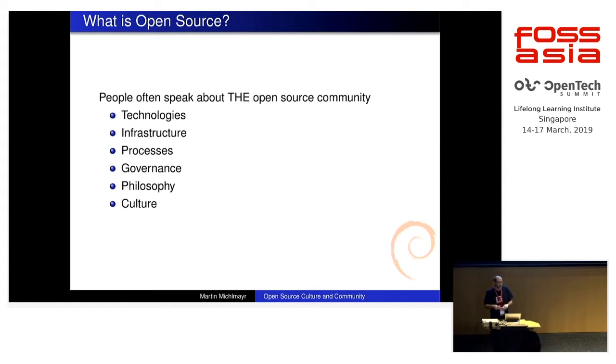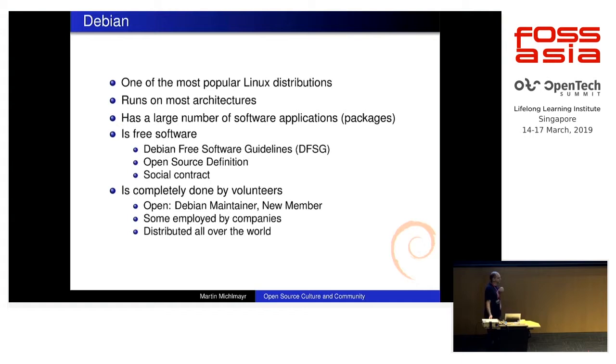And then another difference is the culture, just how the project is, how things happen. So I'm involved in Debian, and I can tell you a lot of things about Debian. It is one of the most popular Linux distributions. We have a lot of packages. We've done a lot of cool stuff, and I could go on about all of that, but I'm going to skip it now, because when I think of Debian, really, I think of the community. I think this is what really makes Debian special.